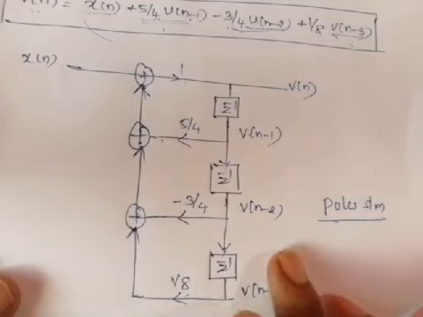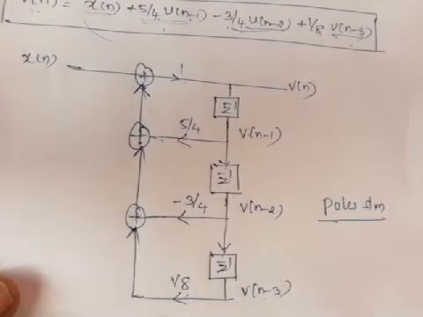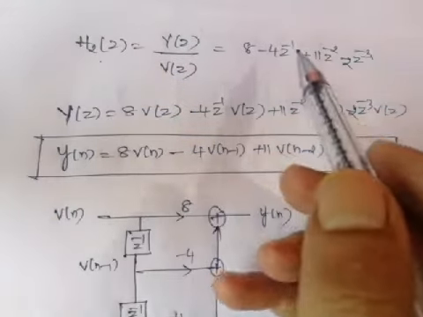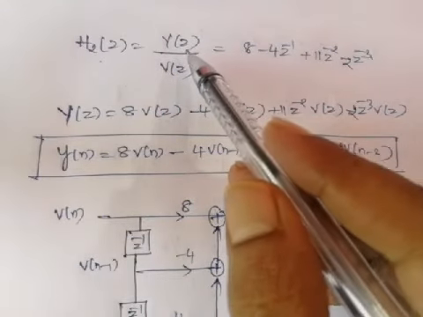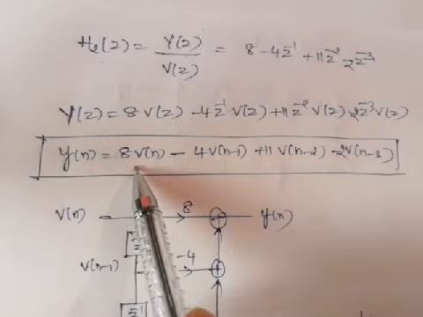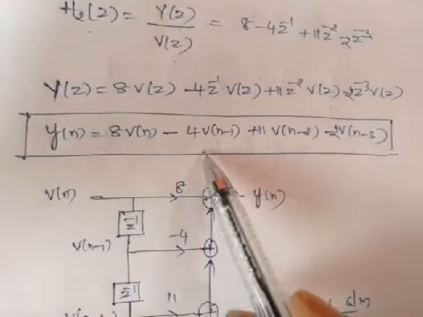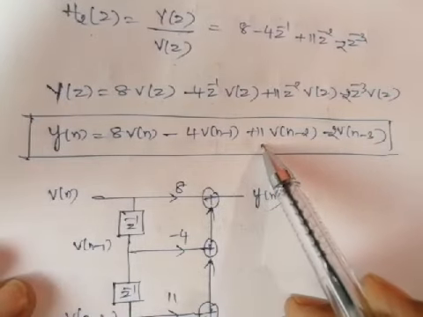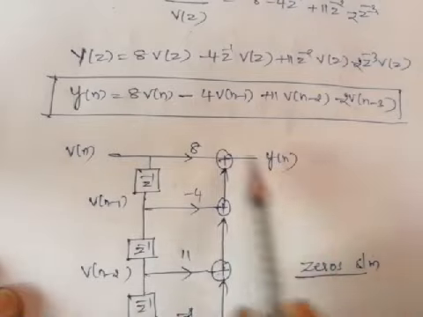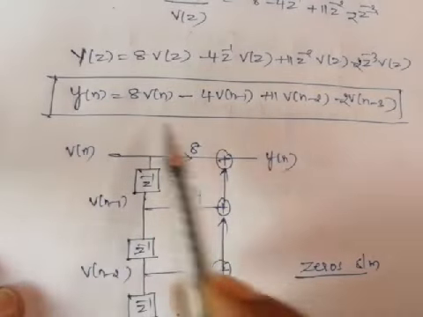So it is the pole system. Similarly you have to realize the zero system. Next is the second subsystem function H2 of z. It is a zero system. Output is what? Y of z by V of z. Let us do the cross multiplication and take the inverse z transform. 8 into v of n, minus 4 into v of n minus 1, plus 11 into v of n minus 2, minus 2 v of n minus 3. Output is y of n, and input is v of n.